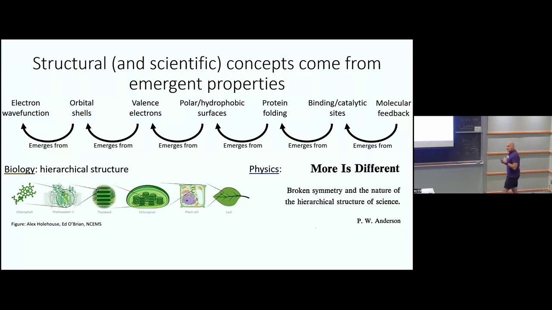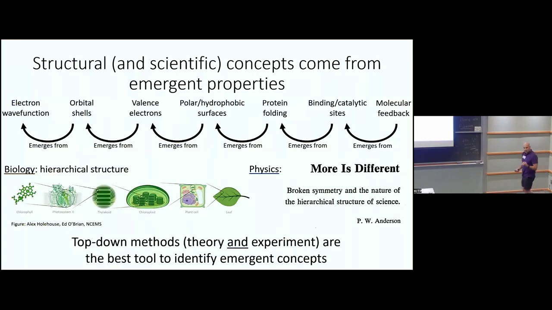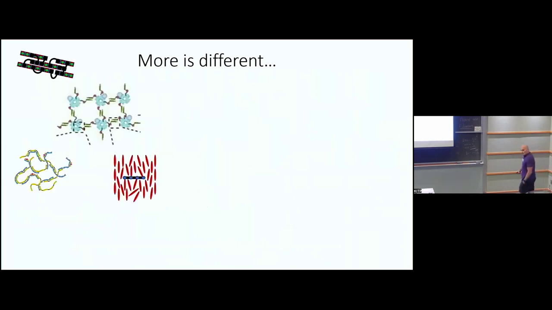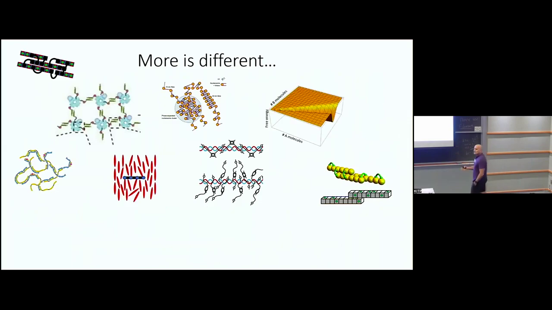Okay? And so because of that, if we want to push this conceptual hierarchy further, we are going to need top-down methods, both theory and experiments, and we've already seen some fantastic examples of this over the last day and a half. So what I'm going to do over the remainder of the talk is take Anderson's advice perhaps a bit too literally, and instead of talking about a particular system that we have studied, we're going to talk about an ensemble of systems that we have studied over the last 5 to 7 years here.